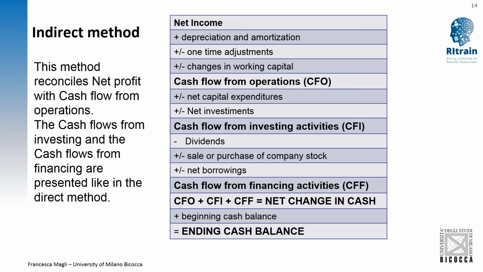Cash flow from operations is an important measurement because it tells about the viability of an entity's current business plan and operations. In the long run, cash flow from operations must be cash inflows in order for an entity to be solvent and provide for the normal outflows from investing and financing activities. The cash flows from investing and the cash flows from financing are presented like in the direct method.